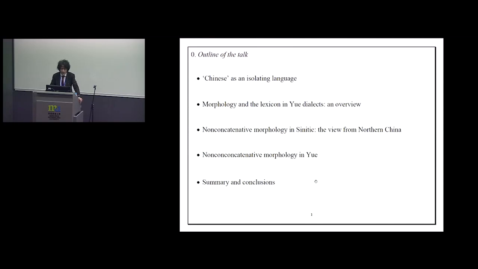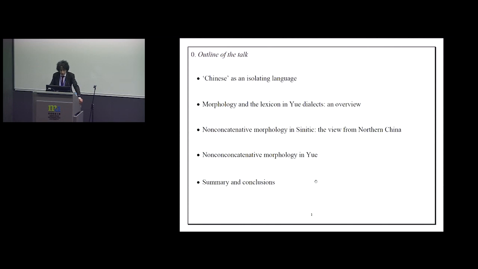Sorry, not of Cantonese, but of Yue dialects in general, particularly on Cantonese, compared to what happens in the rest of China, especially in the area I'm more familiar with, which is Northern China. So we'll first give a very, very quick introduction on the idea of Chinese as an isolating language. What does it mean in practical terms to be classified as isolating? And I will compare the general situation of Sinitic with what happens in Yue dialects.